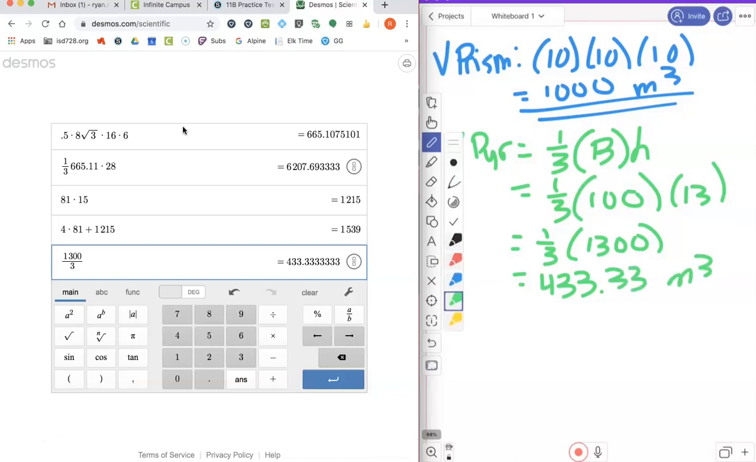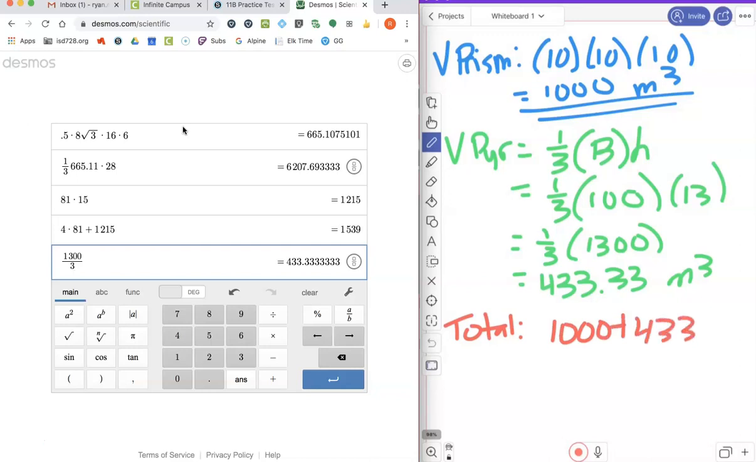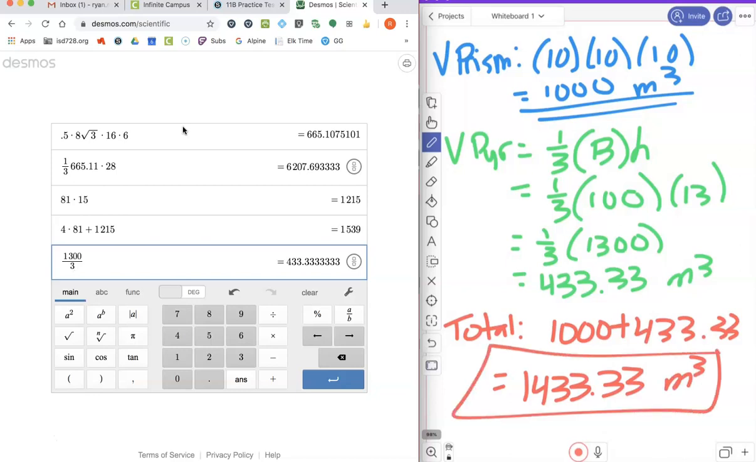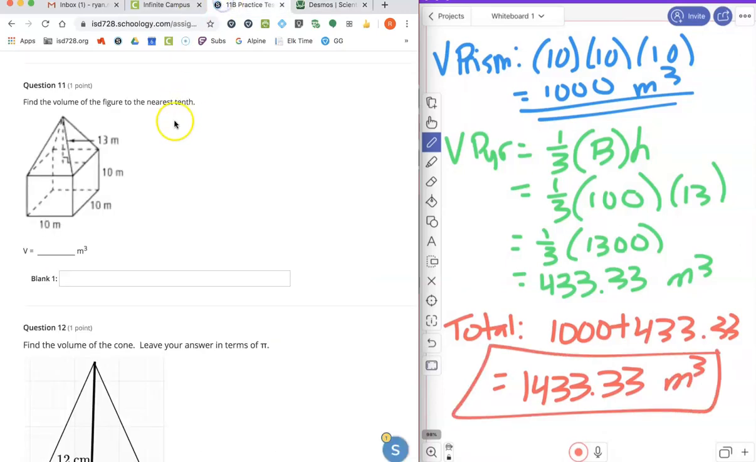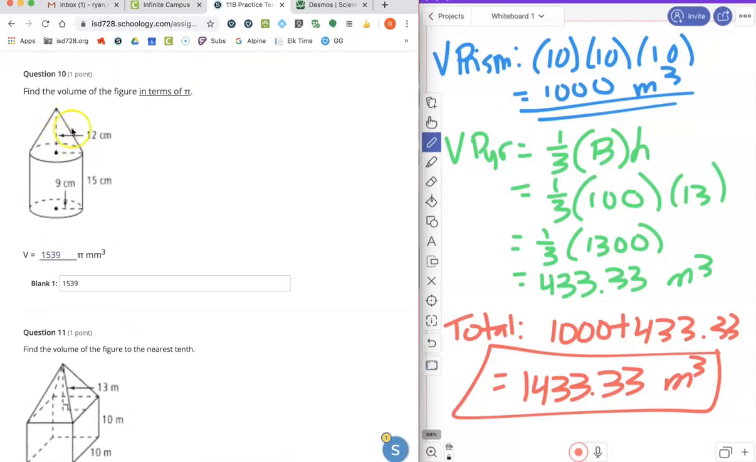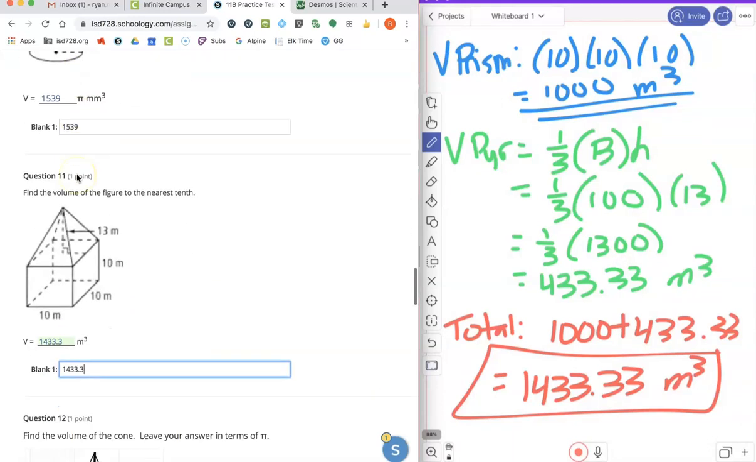So we're ready to get the total by adding them together. So we're doing 1,000 plus 433.33. Well, that's just 1,433.33 cubic meters. A lot of threes right there. So they want nearest tenth, so I'm just going to chop off that last 3, 1433.3. So that's how you do composite shapes, volume of the top plus the volume of the bottom.